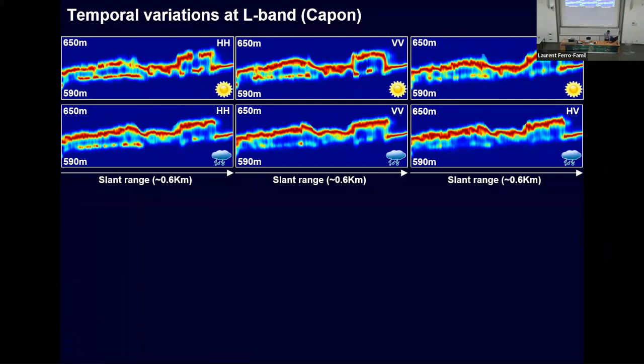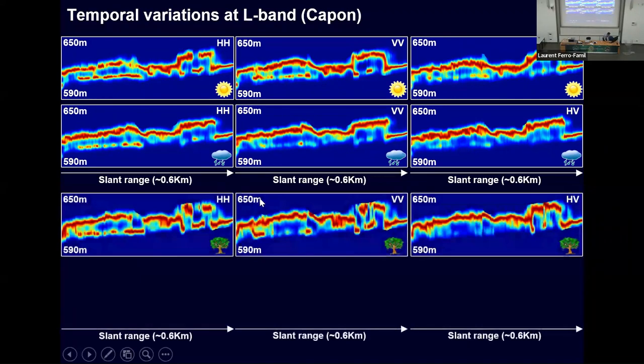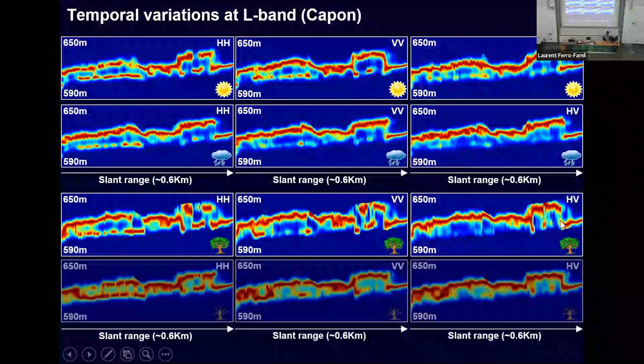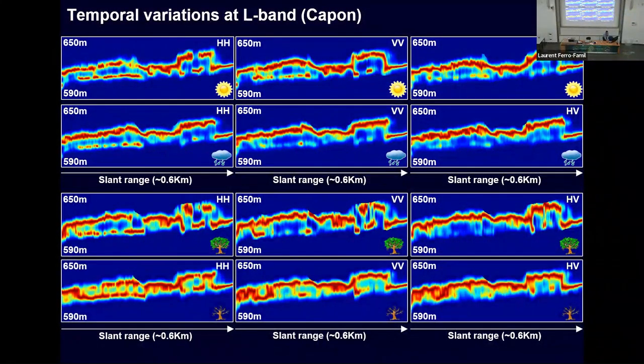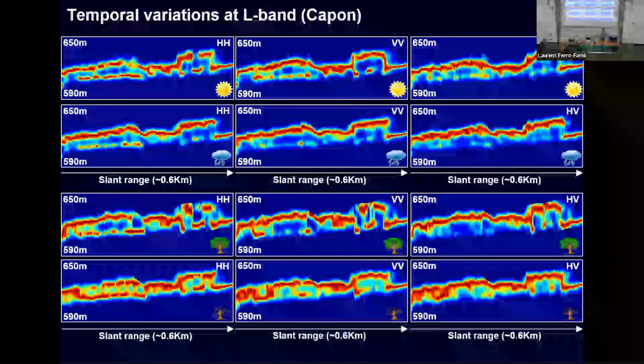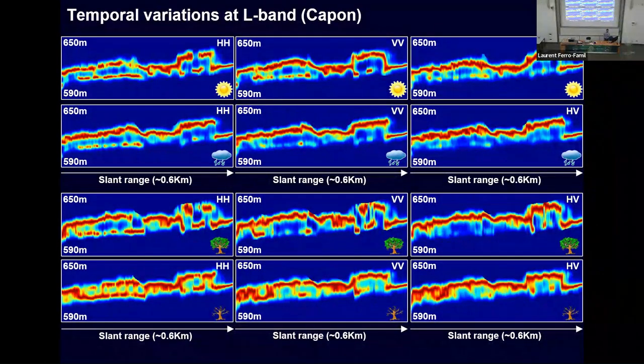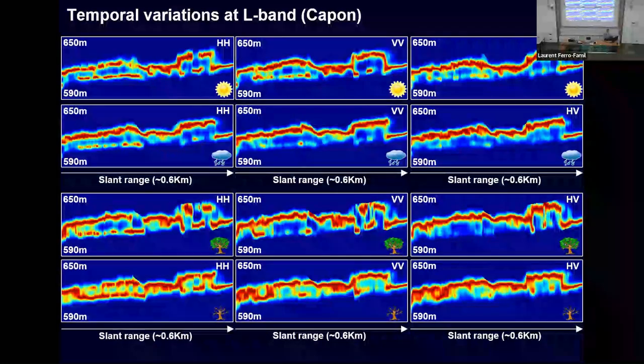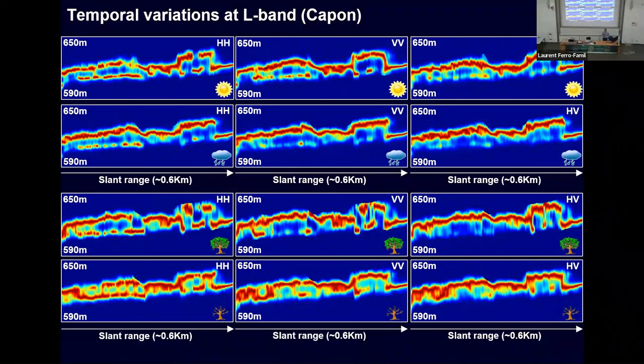Of course, you can play the same game also with the seasons. So these are profiles of the same forest, the same stands. These are in spring, and these are in autumn. In autumn you see that the water moves towards the lower compartments. In principle there are no leaves anymore, the transpiration is lower, so the water tends to move less. It's a very rough explanation, but it tells you that you are sensitive also to this water content, which gives you a different perspective on these Pol-InSAR acquisitions.